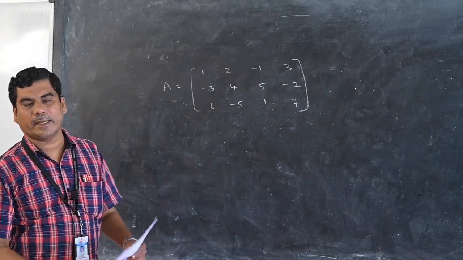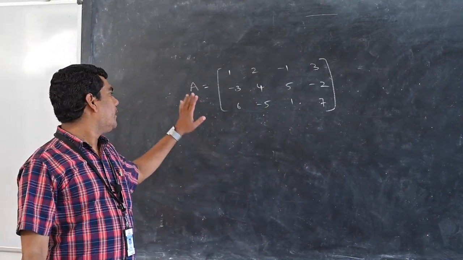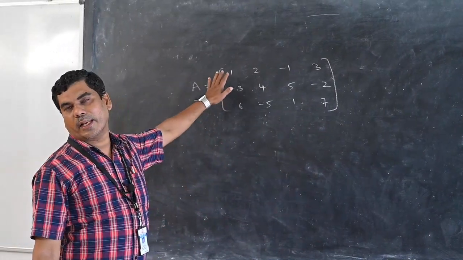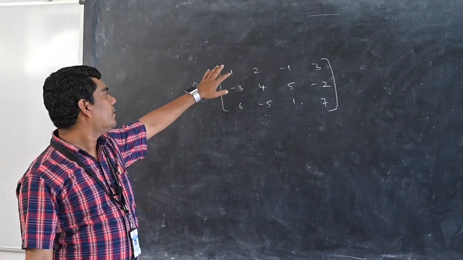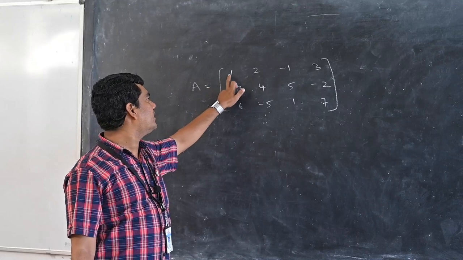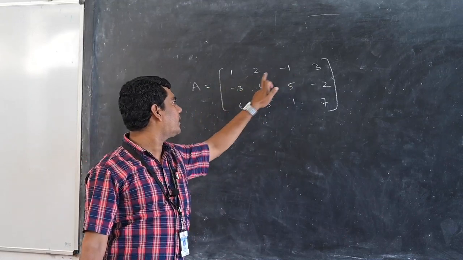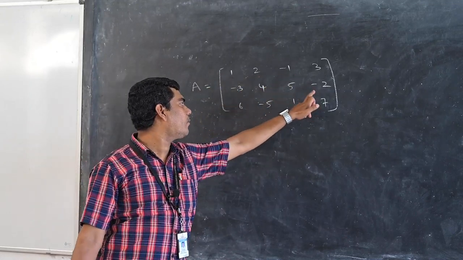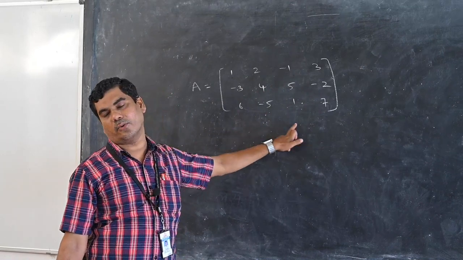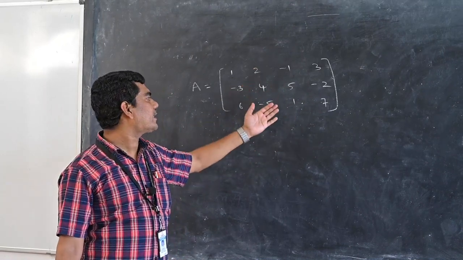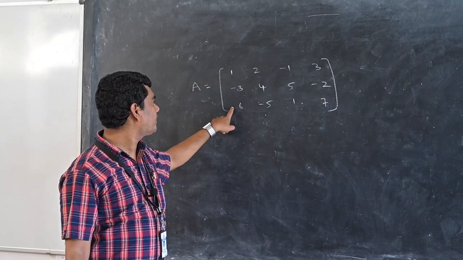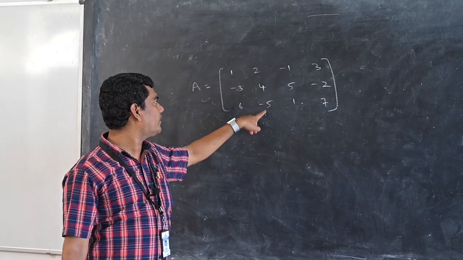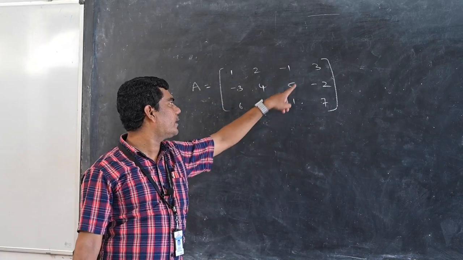This is a matrix. It is a rectangular array of numbers arranged into rows and columns. Here there are three rows. This is the first row, and this is the second row, and this is the third row. And this matrix has four columns. This is the first column, this is the second column, this is the third column, and this is the fourth column.